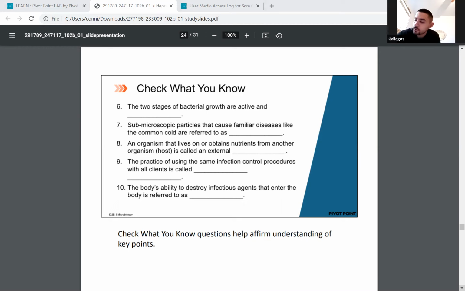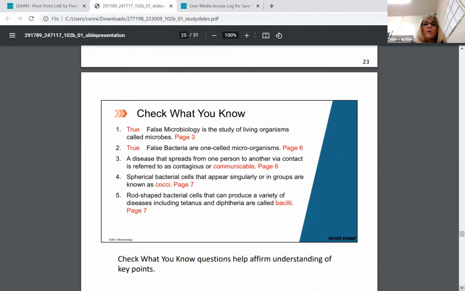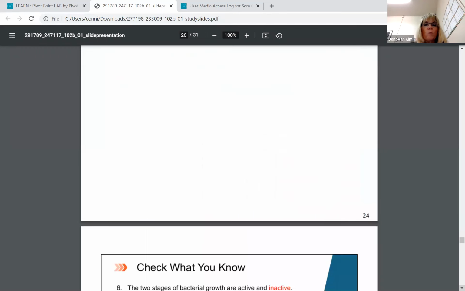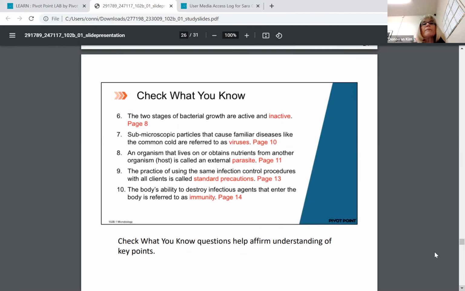Okay, all right, let's see what we got. Come on, work. It's not scrolling very good today. Okay, oh, they're both true. Look at that. Called microbes. Okay, communicable, cocci, bacilli. Okay. Let's see. Inactive, viruses, parasites, standard precautions, immunity. All right, good job. Let's pull up the next one.